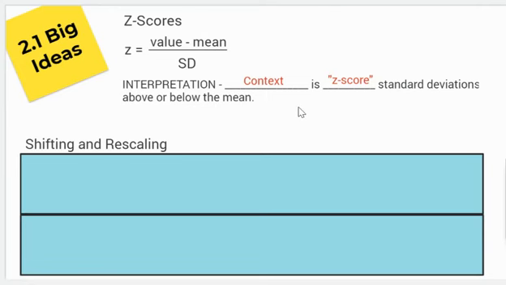And we should know, and if you want to add these notes, if you have a positive z-score, we're talking about above the mean. If we have a negative z-score, we're talking about below the mean.